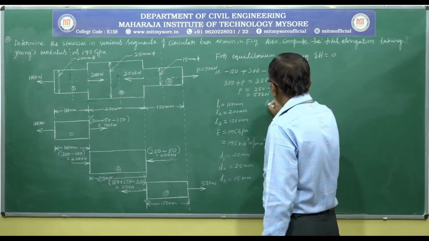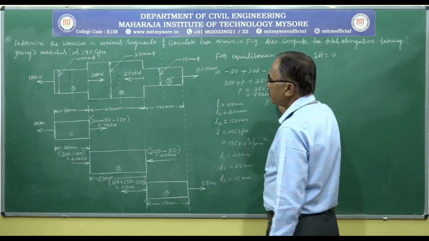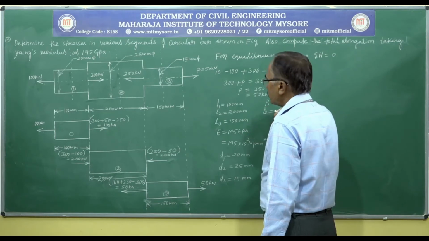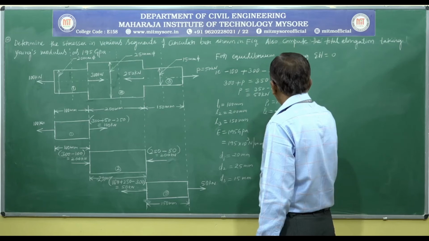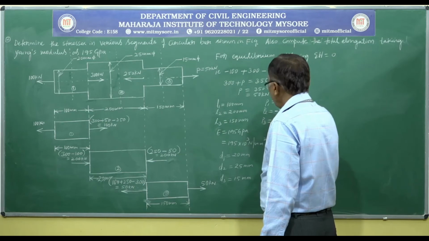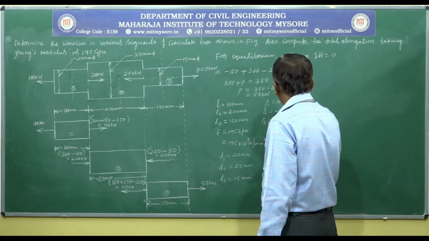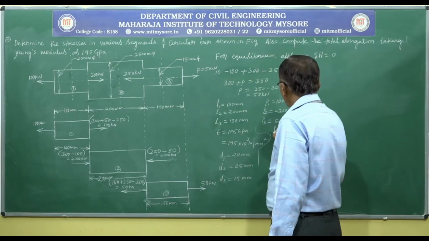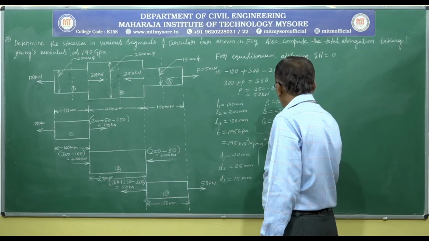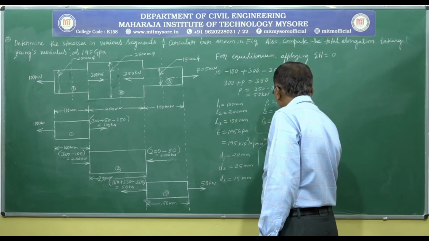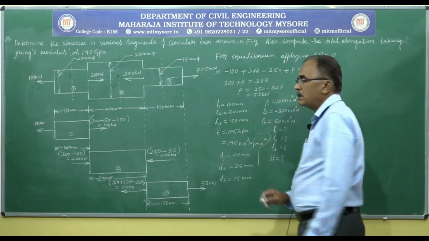We can also write P1. P1 is equal to, the segment is subjected to a tensile load of 100 kilonewton, 100 into 10 power 3 Newton. P2 is equal to, it is subjected to a compressive load of 200 kilonewton, minus 200 into 10 power 3 Newton, and P3 is equal to 50 into 10 power 3 Newton. Asked to find stresses induced, F1 is equal to question mark, F2 is equal to question mark, F3 is equal to question mark, and also the total elongation, means total change in length.